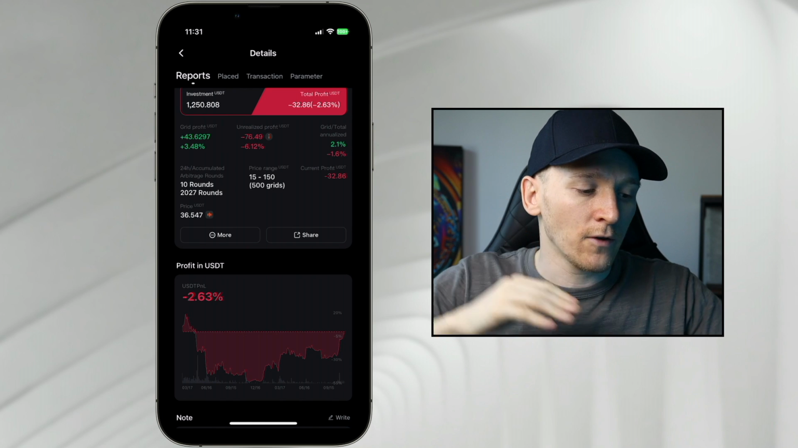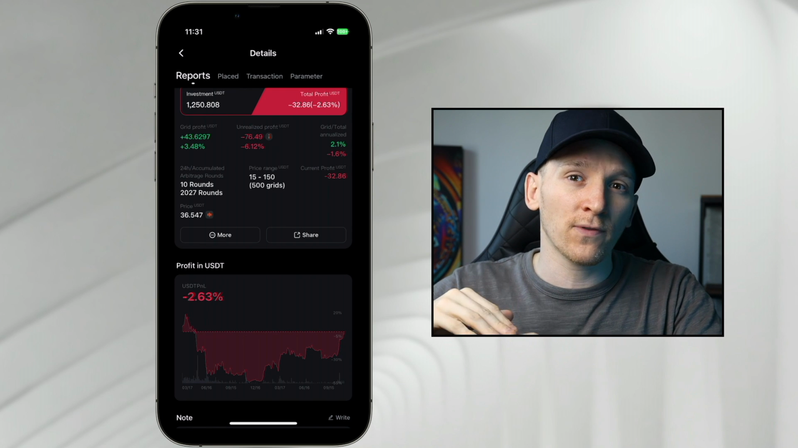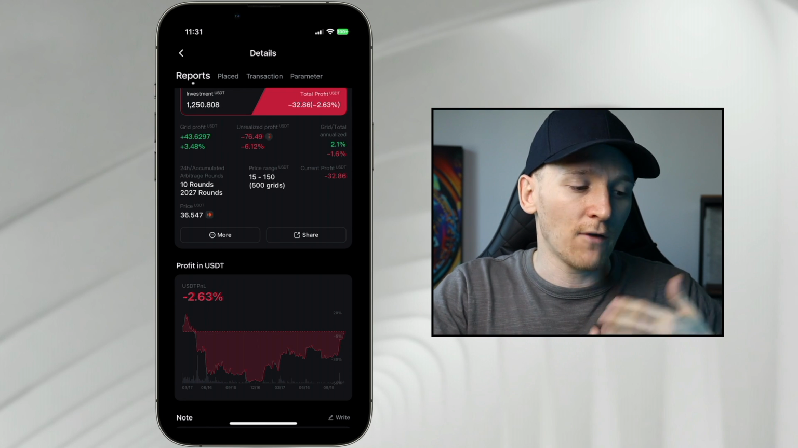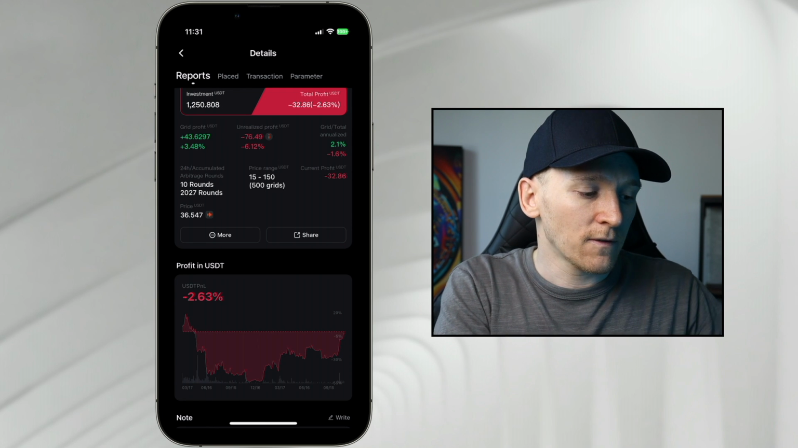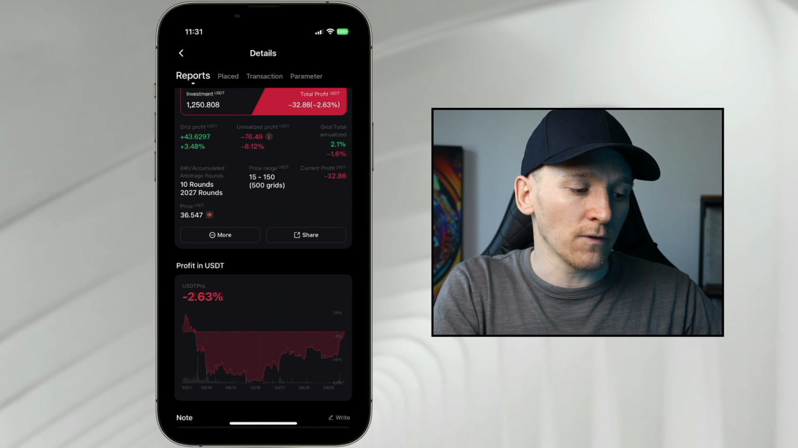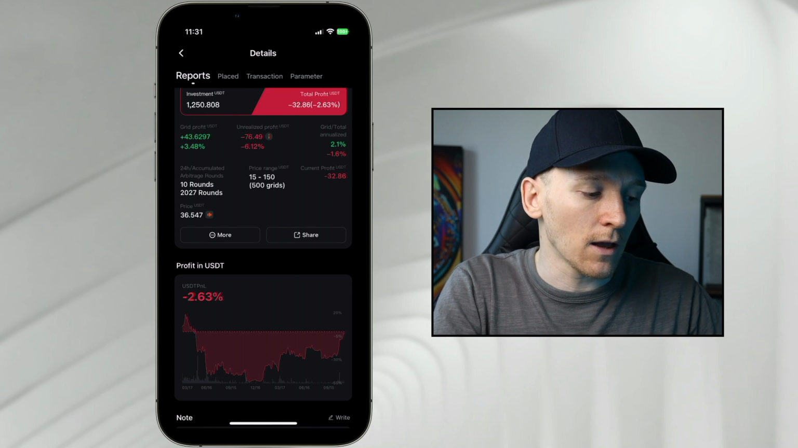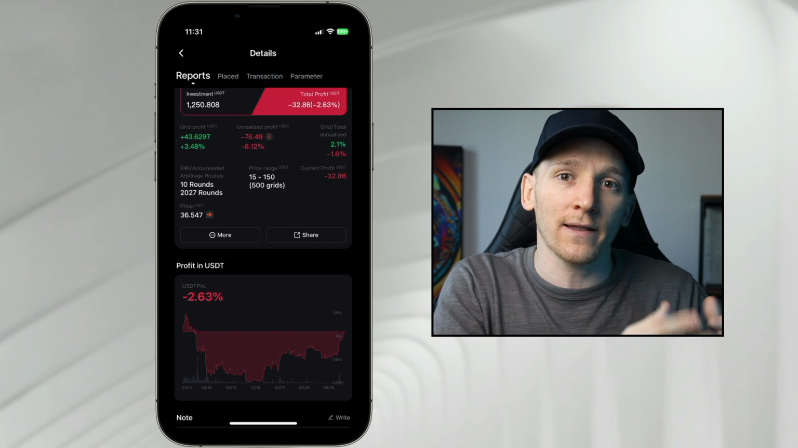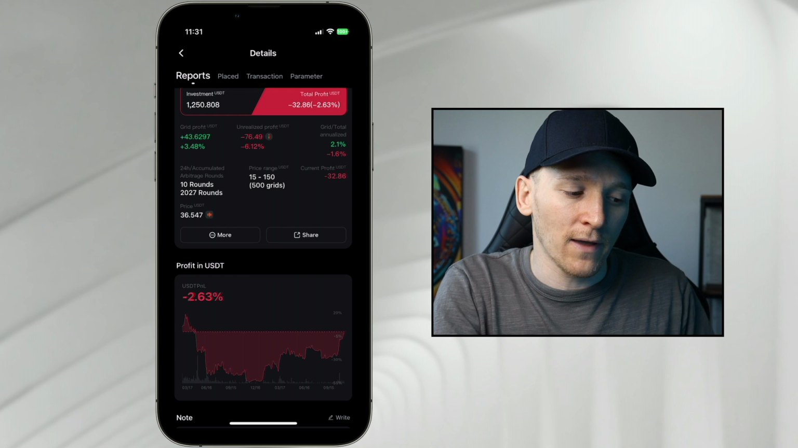So within that, 500 grids from 15,000 to 150,000, it's going to buy and sell actively every few percent or so. You can see that I've had over 2,000 rounds where the grid bot has bought and sold. And in the last 24 hours, because it's been fairly volatile, I've had 10 rounds. So 10 rounds of buying and selling. I'm just taking a little bit of profit out each time.